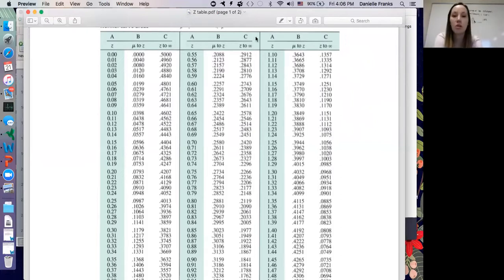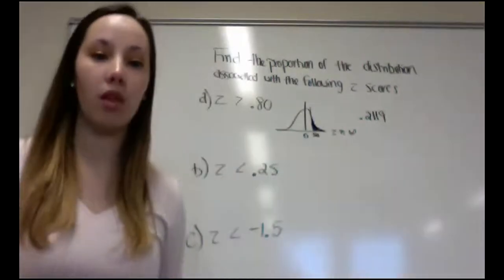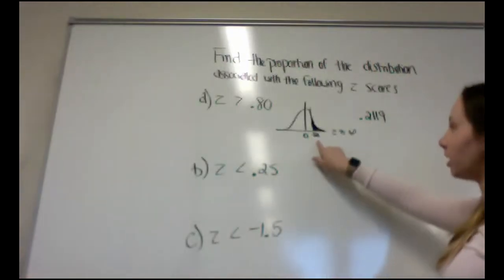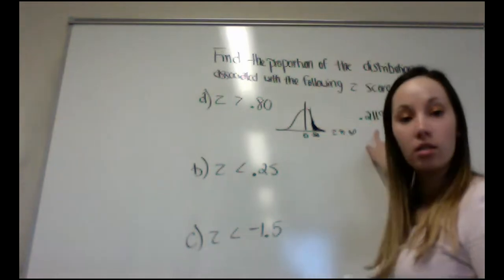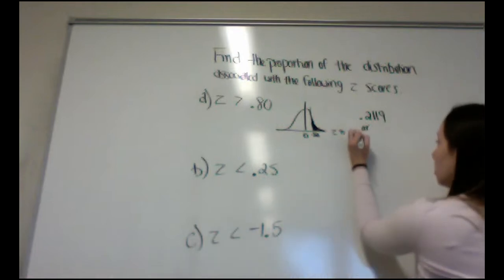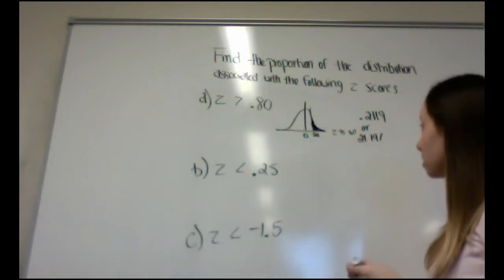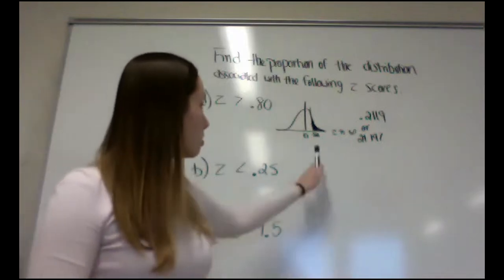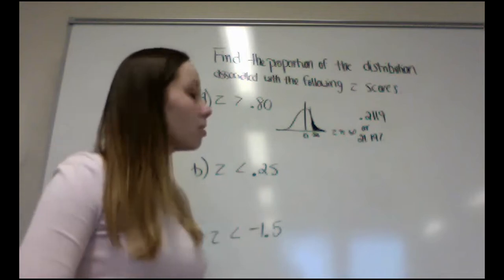So let me stop sharing so you can see there. Okay. So in this case, the probability of obtaining a z-score of 0.80 or greater is 0.2119 or 21.19%. Another way of saying that is 21.19% of the distribution is associated with the z-score of 0.80 or greater. So that's how you do that first one.